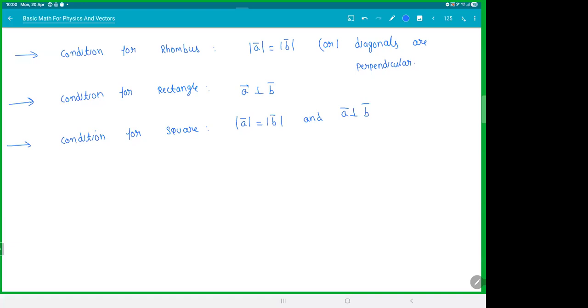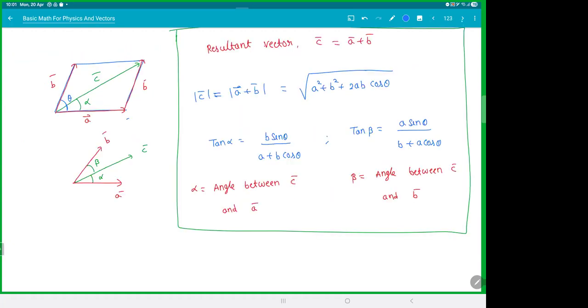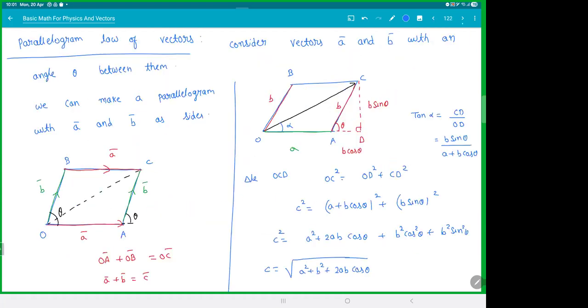Clear with this? So parallelogram law of vectors, theoretical things, this is the kind of thing they'll expect you to ask. And yeah, the formulas are anyway there. I hope everyone has copied down the formulas. We will need them. All clear? Great. Let's see some problems on this.